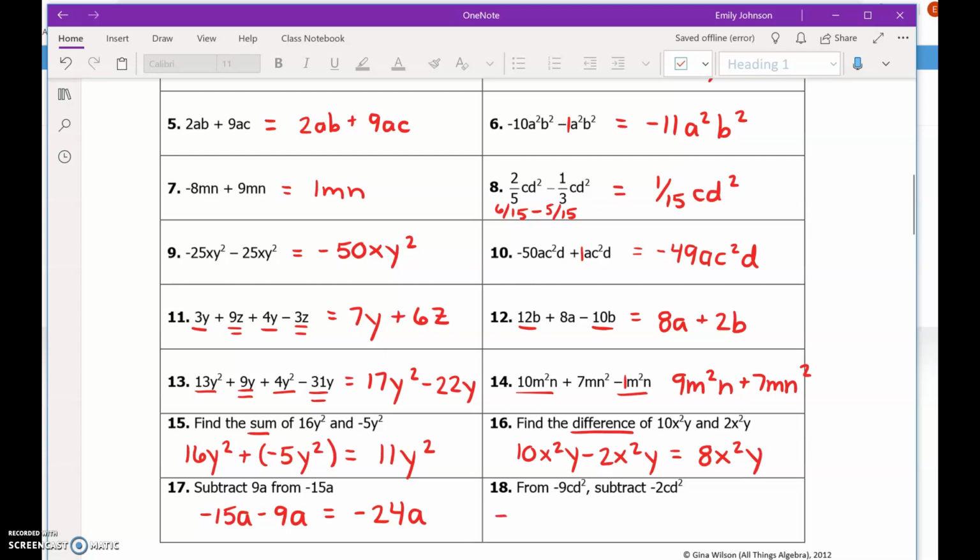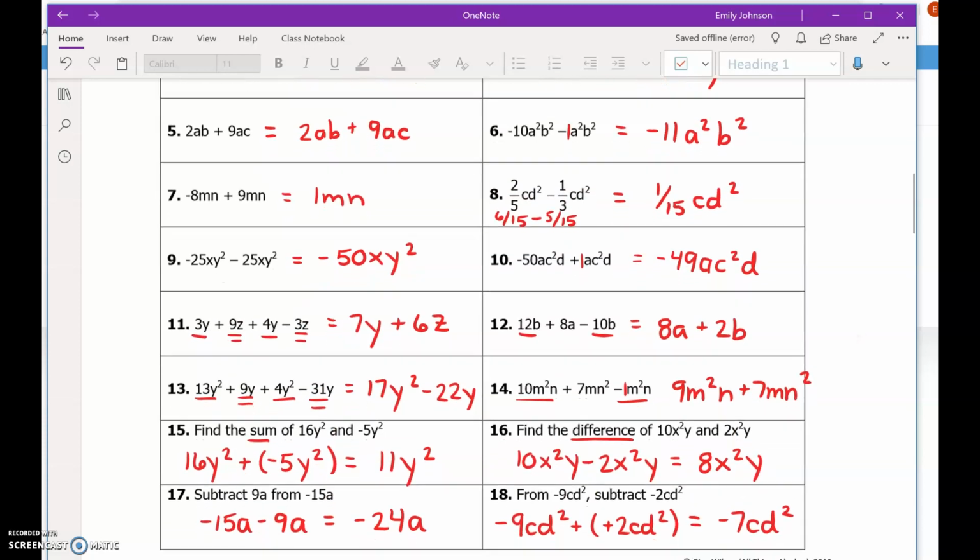And last but not least, we have negative 9cd squared. We want to subtract this negative 2 from that term. When we have two negative signs, they will turn into a positive. So I will add negative 9 with 2, and that would equal negative 7cd squared.